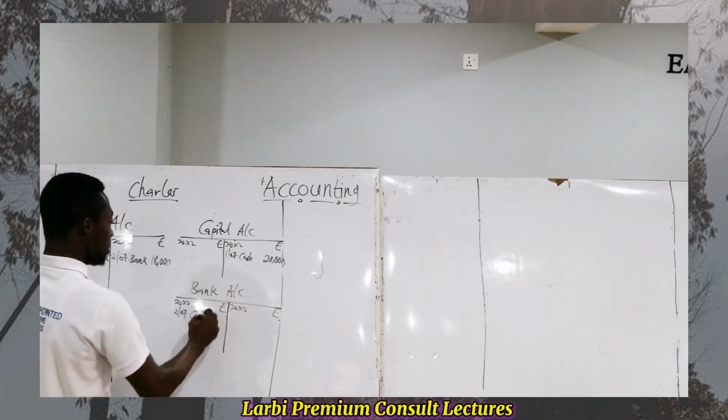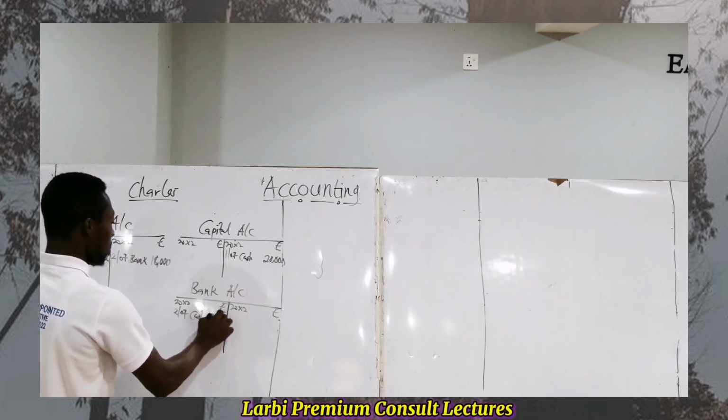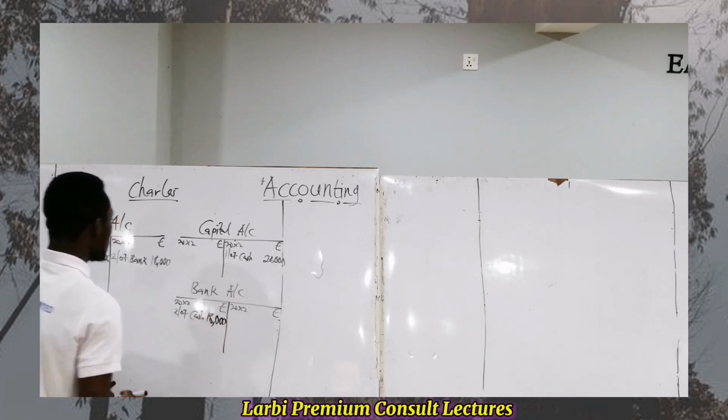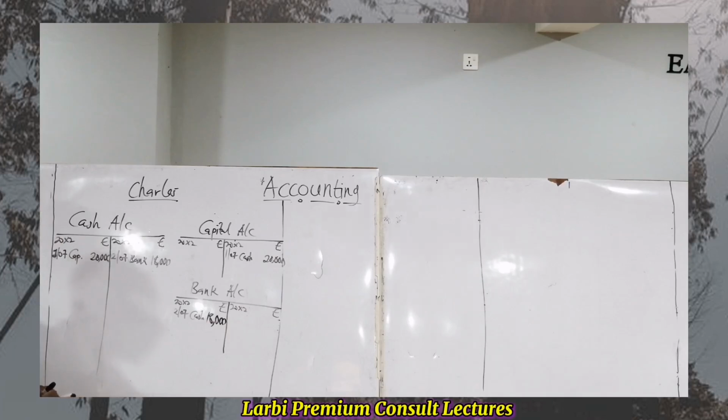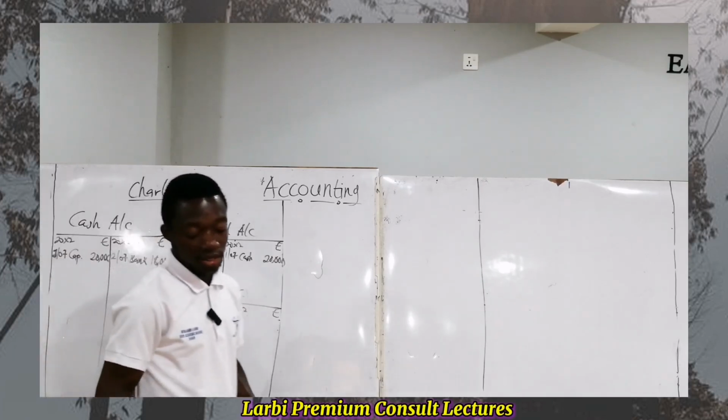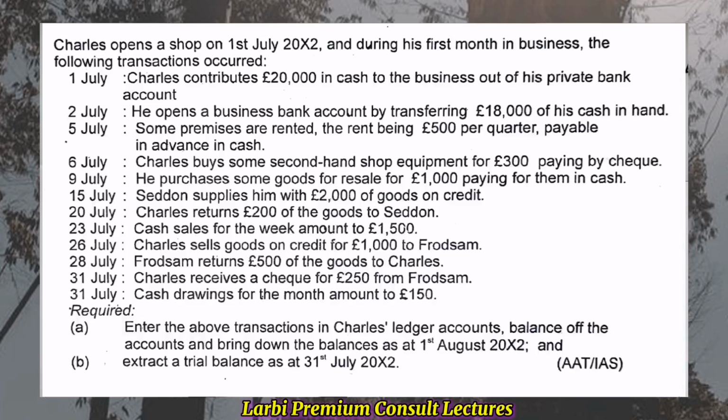We'll have 18,000 here. We record that as well here. Right. So that is the second transaction. Let's move on to the third transaction. 5th July. Some premises are rented. The rent being €500 per quarter, payable in advance.